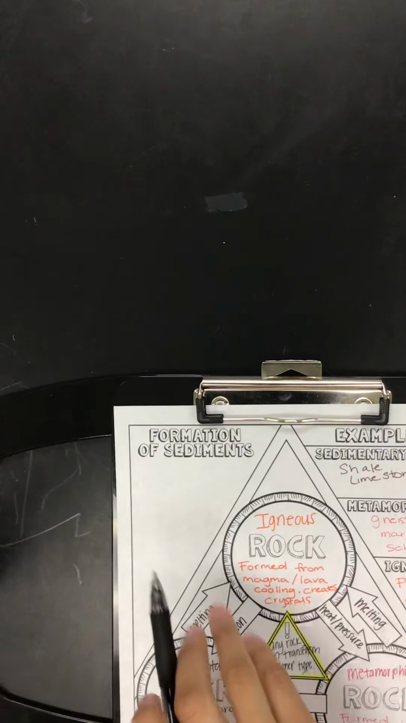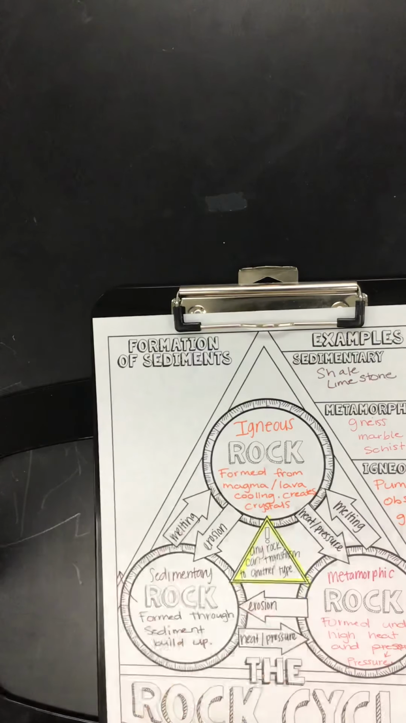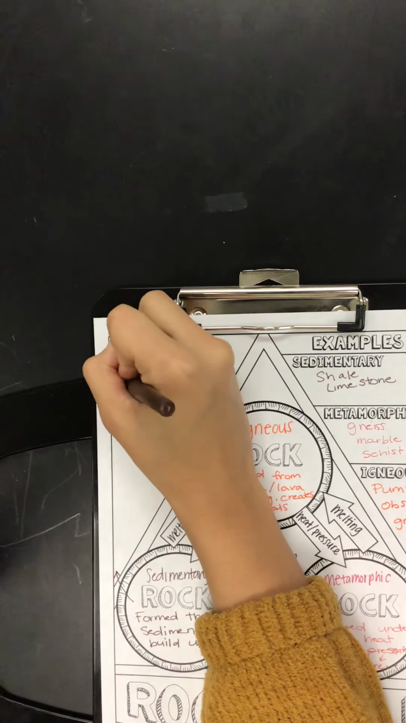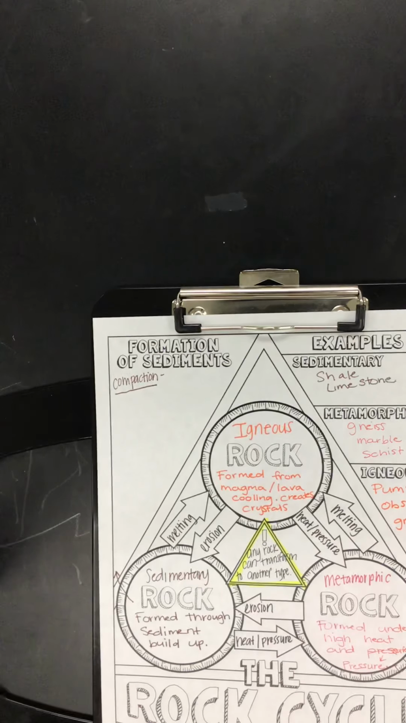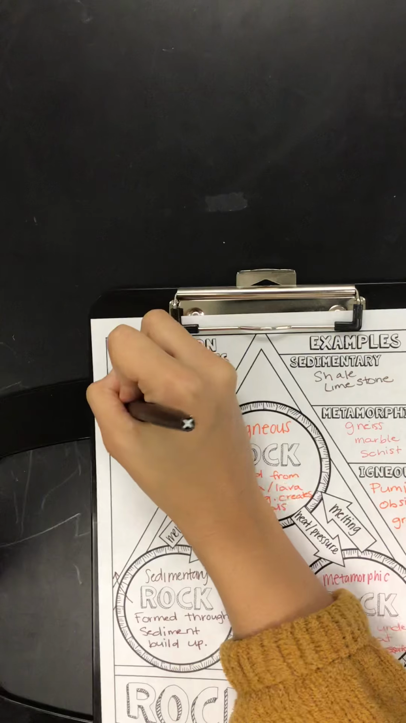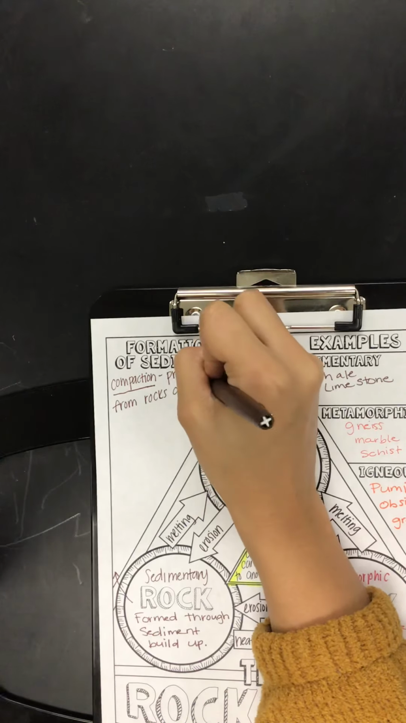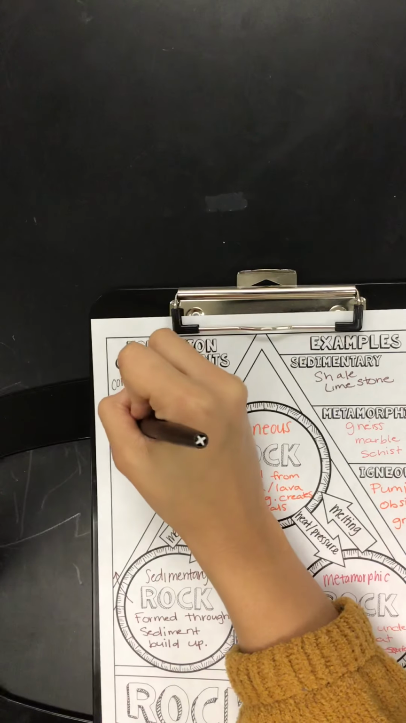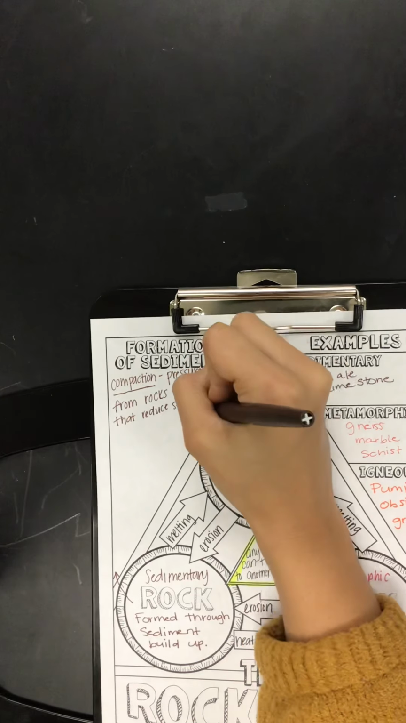So up here, where we have formation of sediment, we're gonna do some definitions. So there's 3 words that you need to know the definition of. And they all deal with sedimentary, okay? So if you want to draw a little arrow, all these things deal with sedimentary. So the first one is compaction. Compaction is pressure from rocks and soil that reduce sediment size.